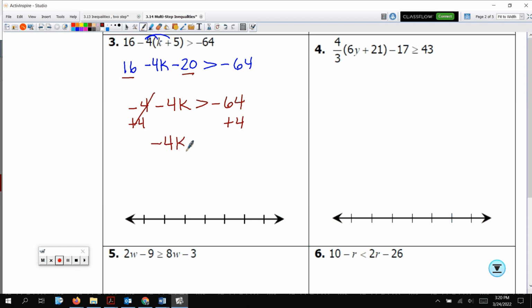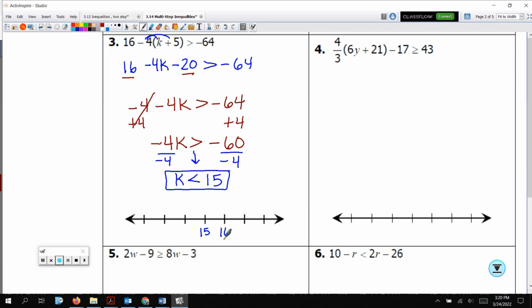Negative 4k is greater than negative 60. All right, now to get k by itself, we divide by negative 4. You know you're going to flip this symbol. It's changing direction because we're dividing by a negative. Okay, negative 60 divided by negative 4 is positive 15.